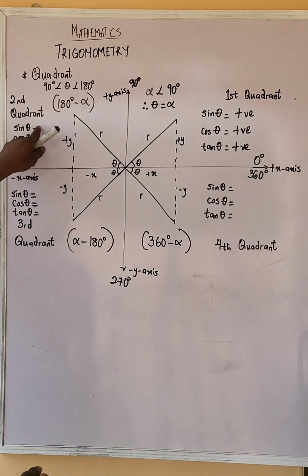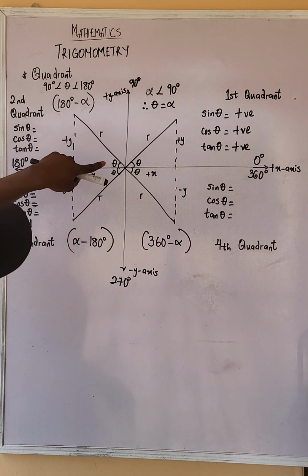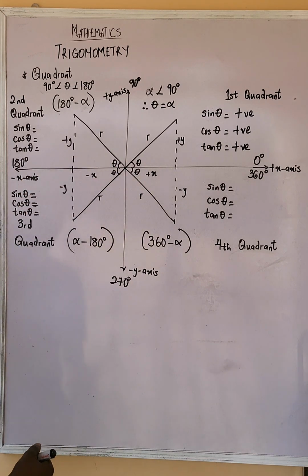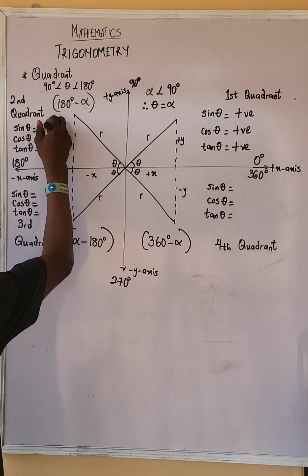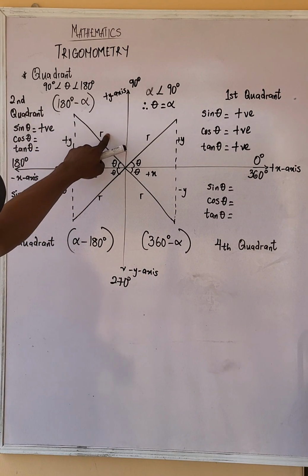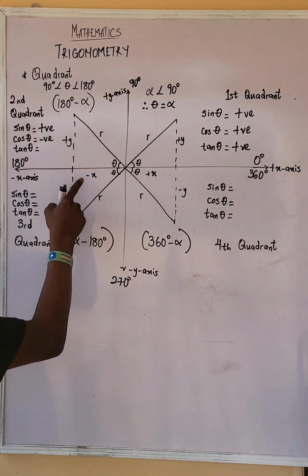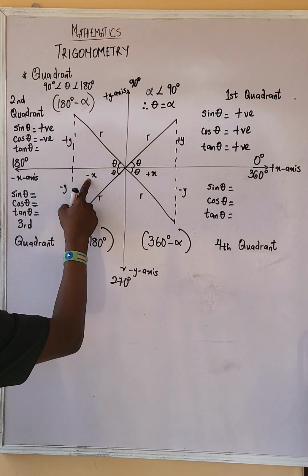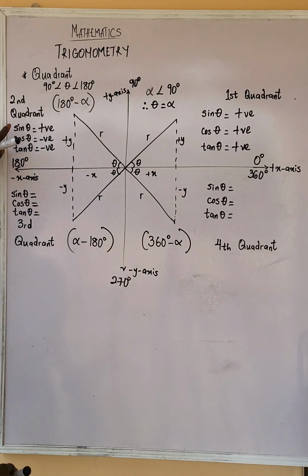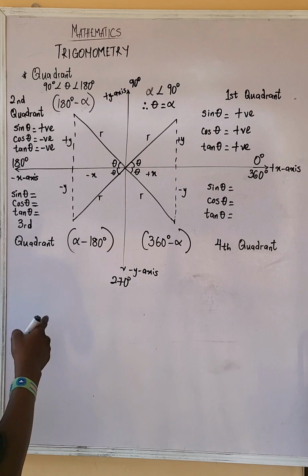You understand? So coming back to sin theta now, you know sin is opposite over hypotenuse. So this is the angle here, theta. What is our opposite? Plus y over hypotenuse, which is r. So my sin here is also positive, right? Cos is adjacent over hypotenuse. That's negative over r. So my cos here is negative. Then what is my tan? Opposite over adjacent, right? That's plus and minus, so that will give us negative. So it means that on this second quadrant, only sin is positive, while cos and tan are negative.